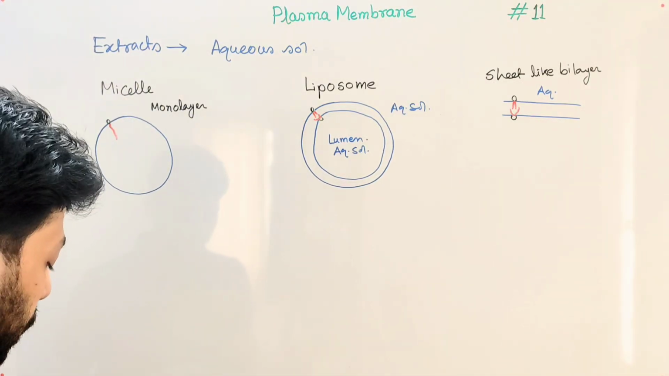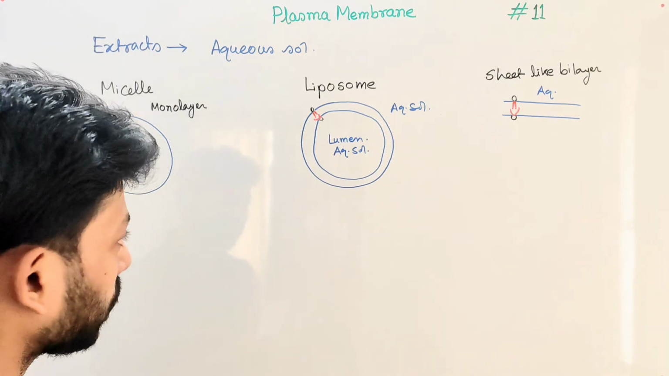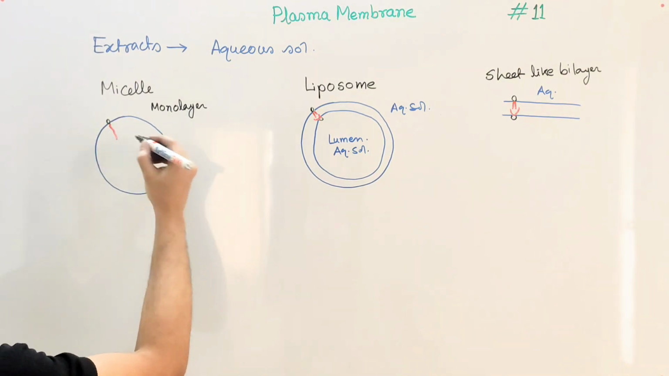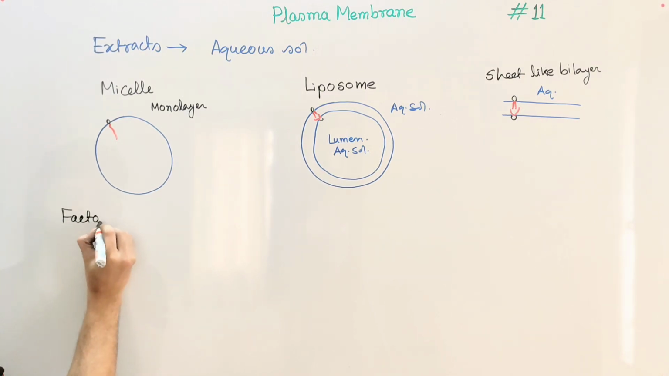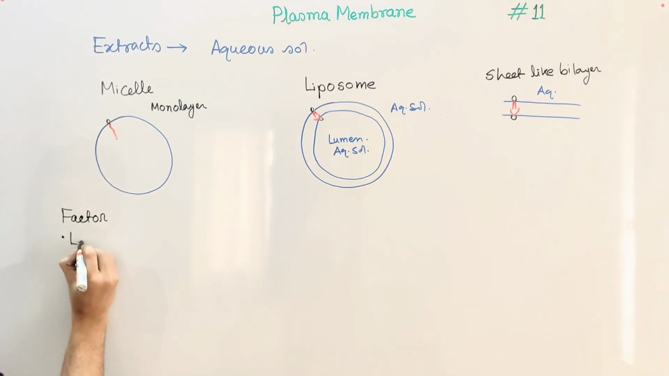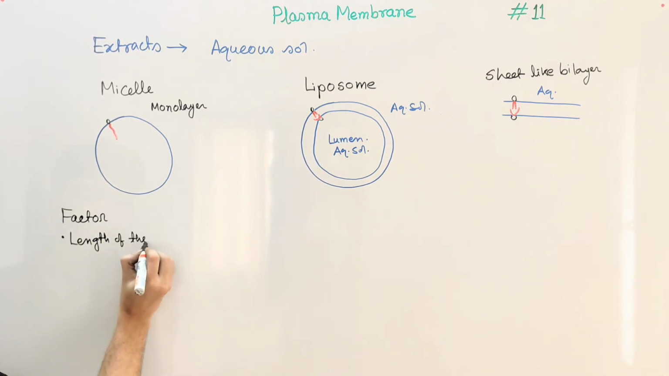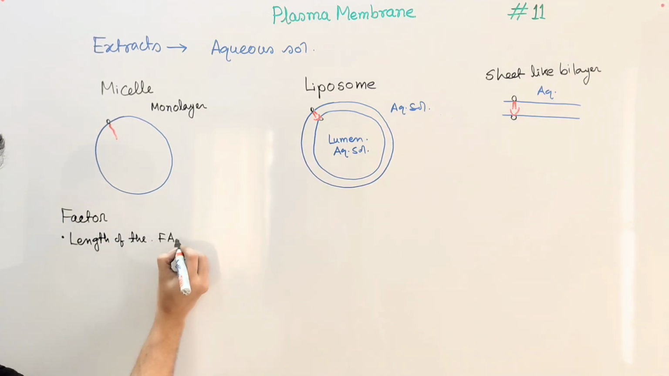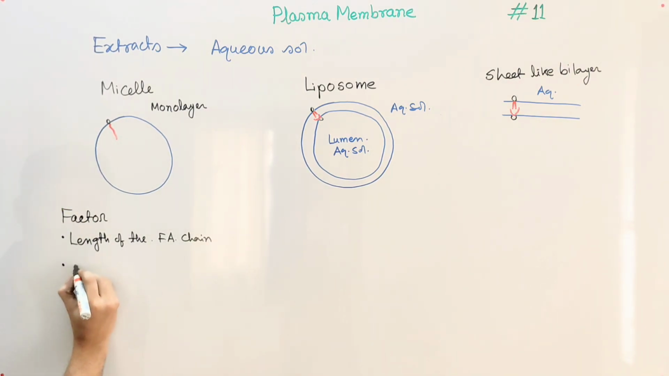They avoid the aqueous solutions. Now, what are the factors responsible for the formation of one of the three structures? The first factor, I can write here, factors. The first factor is the length of the fatty acid chains that are present in the lipid molecules. So length is important. Second point, you can remember degree of saturation.